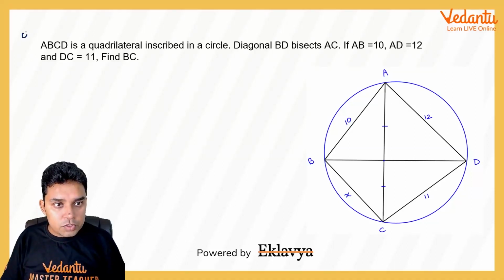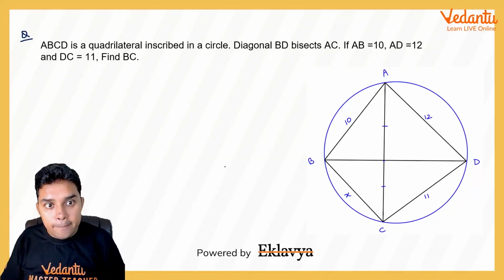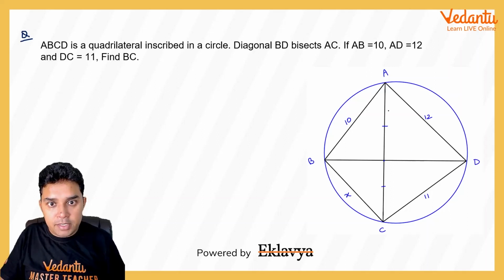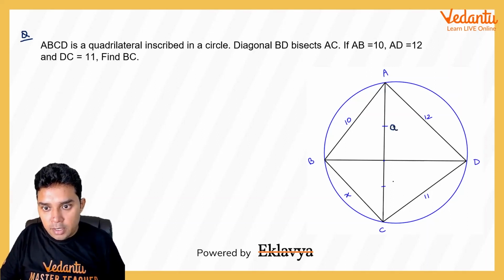Now coming to this question, ABCD is a quadrilateral inscribed in a circle and diagonal BD bisects AC. So let me call this as A, and this will also be A. AB is 10, AD is 12, DC is 11. We have to find BC.